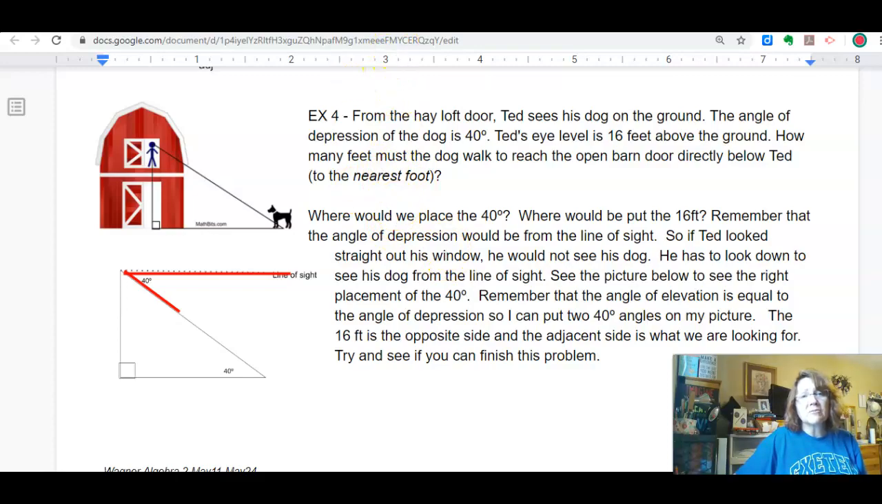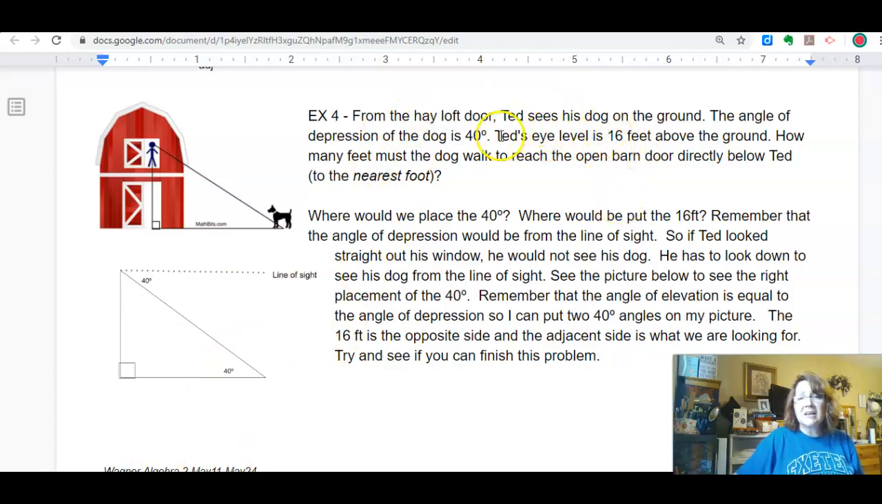So when I think of the 40-degree angle being there, I know that if it's here, it's also here as well. So there's my 40. So it wants to know where I put the 16 feet. Let me just turn off my drawing tools here.